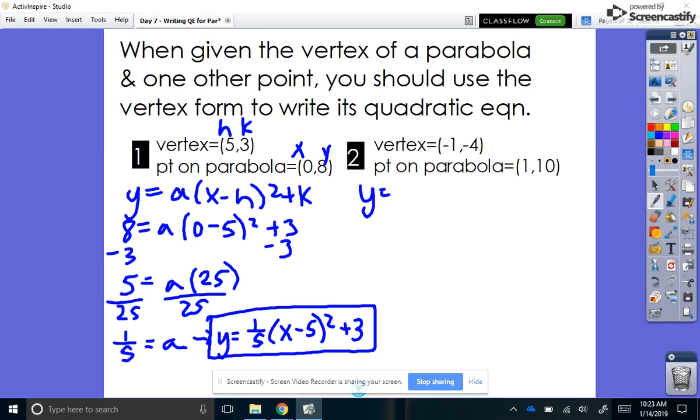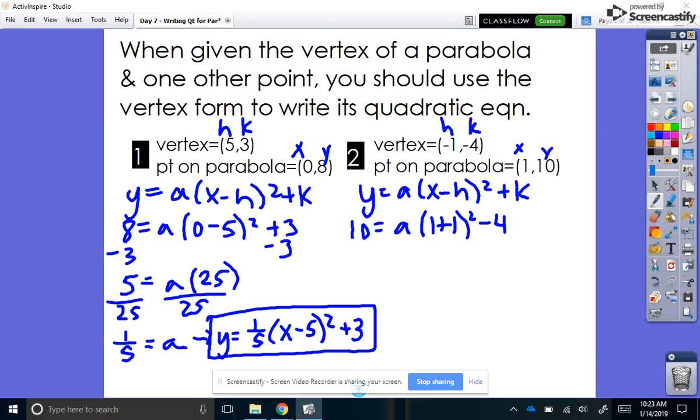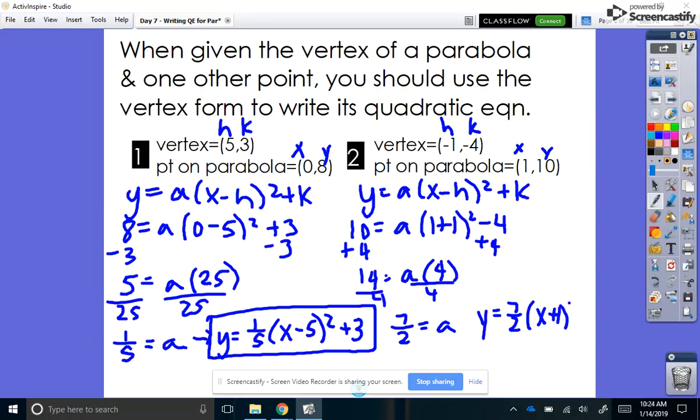It's always going to make more sense to write the equation down each time. That will help you memorize the equation and also tell you where to put your numbers. So that's h k, that's x y. 10 equals a times 1 minus negative 1 will be 1 plus 1, and then minus 4. So I'm going to add 4. 14 equals a times 2 squared is 4. Divide by 4. That reduces to 7/2. So my equation is y equals 7/2 times x plus 1 squared minus 4.